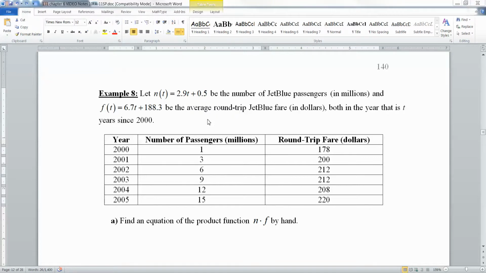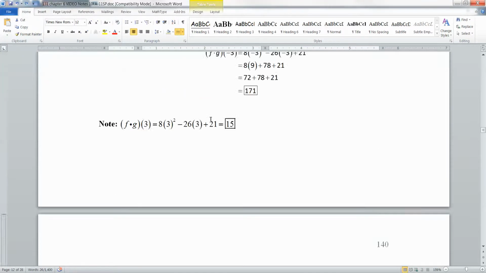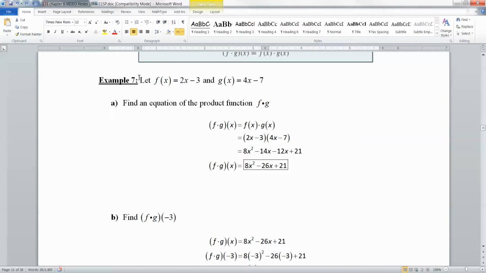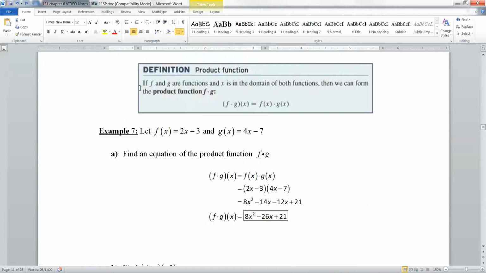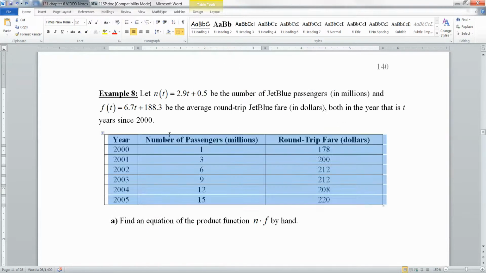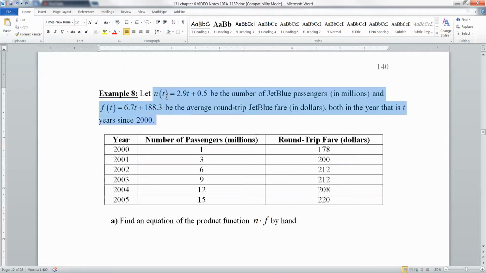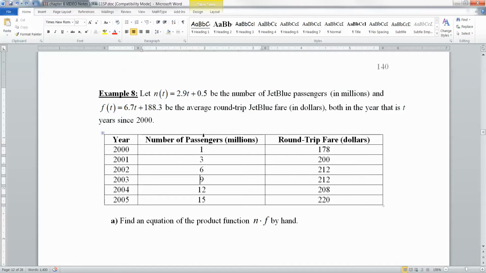Learning how to find a product of two functions, which is what we just did right before the end of the last video, wouldn't be very useful to us unless we could apply it to some real life problems. And hey, look here, we have a real life problem. Let n of t be the number, get it, n for number, of JetBlue passengers in millions, and f of t, which is that function, is the average round trip JetBlue fare, get it, fare, f, in dollars, both in the year that is t years since 2000.